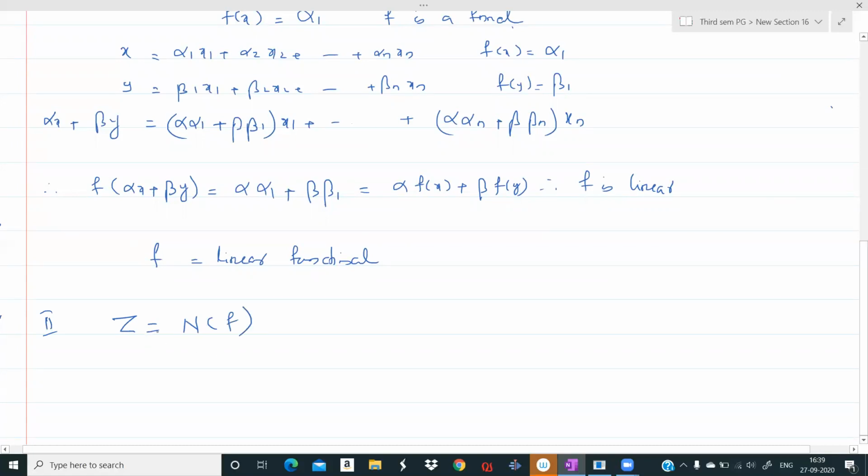See, we want to show that two sets are equal. This we will do one by one. We will first show that Z is a subset of the null space of f, and then the other way. So take a small z belonging to capital Z. We know that the basis of Z is x2, x3, etc., xn. Therefore this z belonging to capital Z has a unique representation, say gamma 2 x2 plus gamma 3 x3 plus etc. plus gamma n xn.